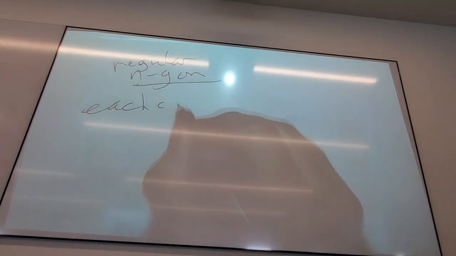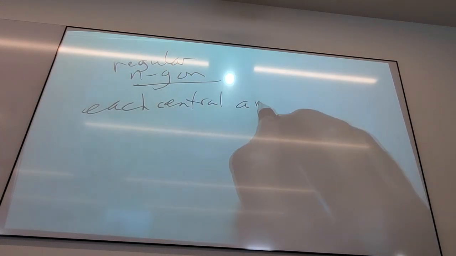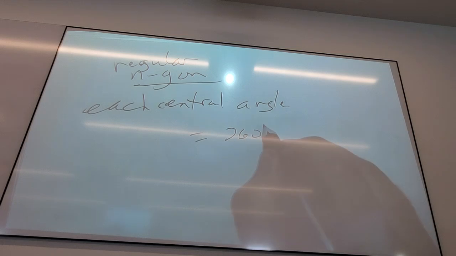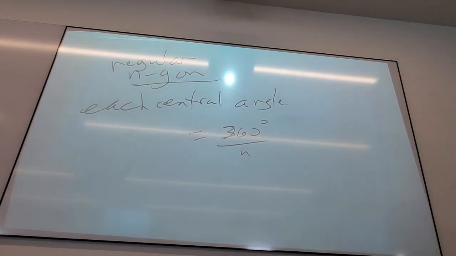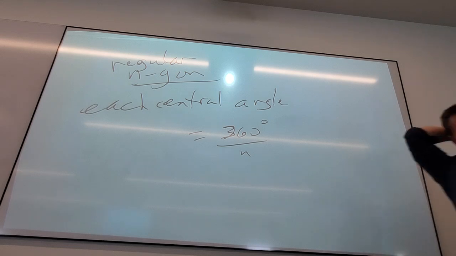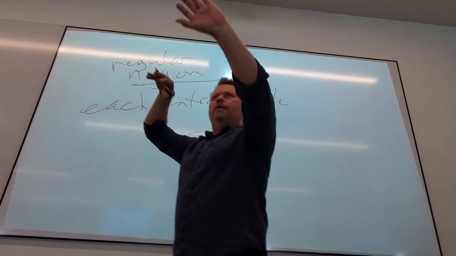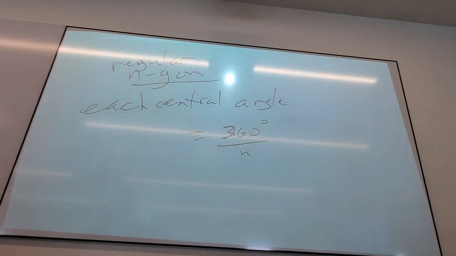So what if I just had a straight up n-gon? How big is each central angle in a regular n-gon? It would be 360 divided by n, because each side sets up its own triangle. I love it. By the way, don't forget, I'm not going to make you memorize these formulas. I would give them to you. You just have to be able to use them correctly.